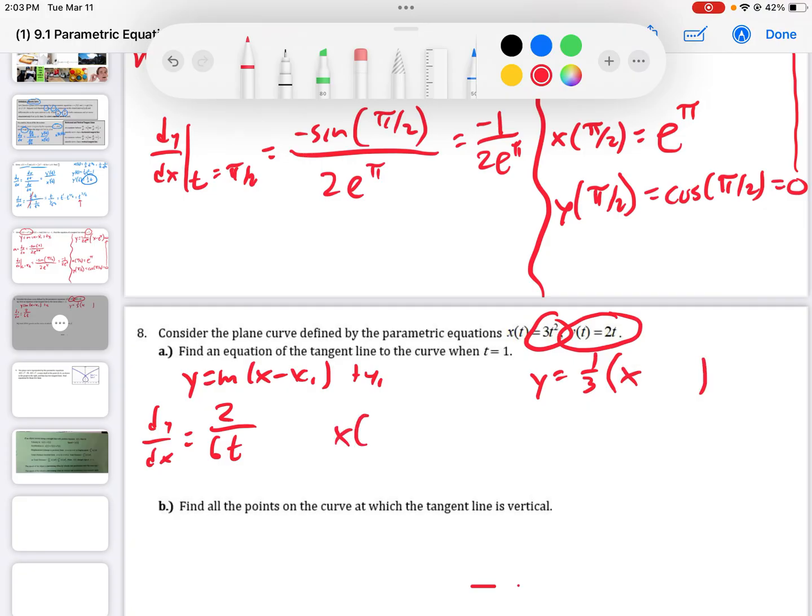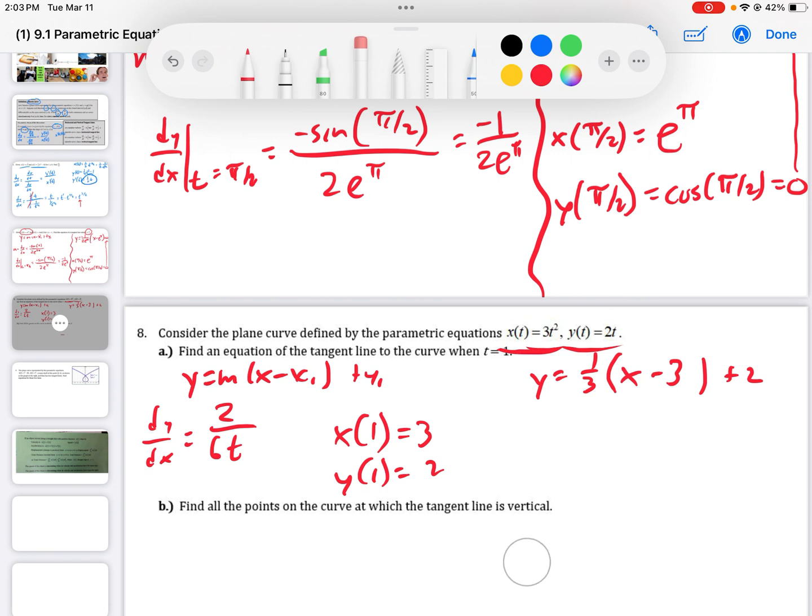Okay, x of 1. Find the x value when time is 1. I've circled too much, I can't see. So plug in 1 squared times 3 is 3. Find the y at 1, so that's 2, so it'd be plus 2. That would be the slope of the tangent line when time is 1. So this whole idea about parametrics, it's kind of with respect to time. So when time is 1, that's what the tangent line would be.